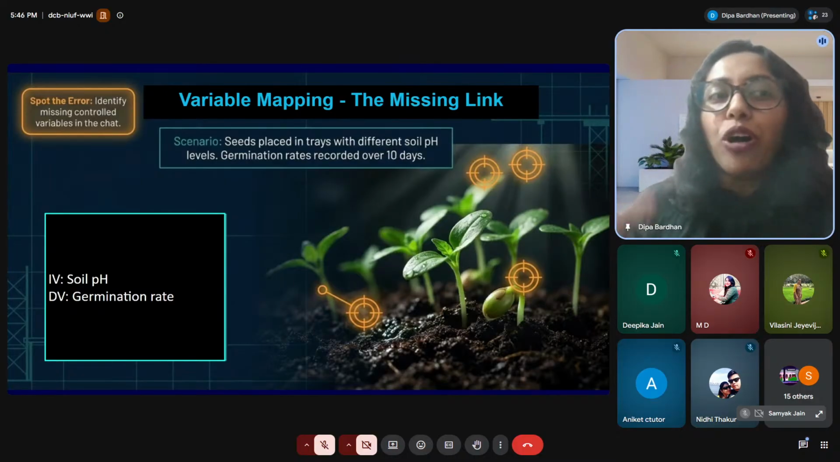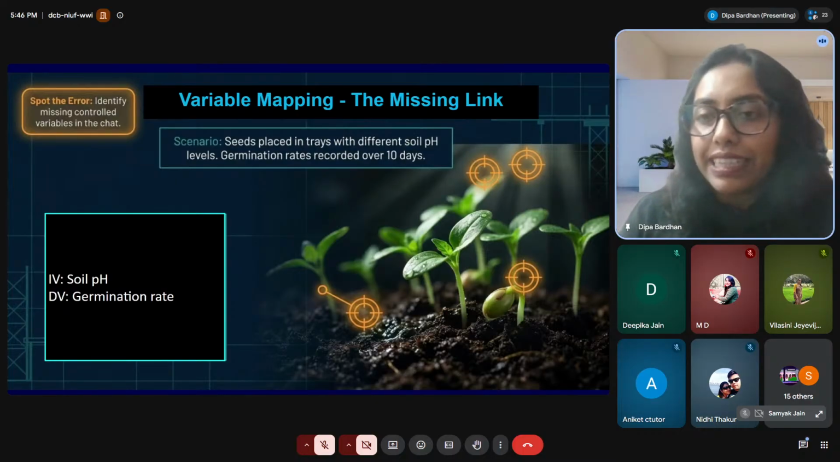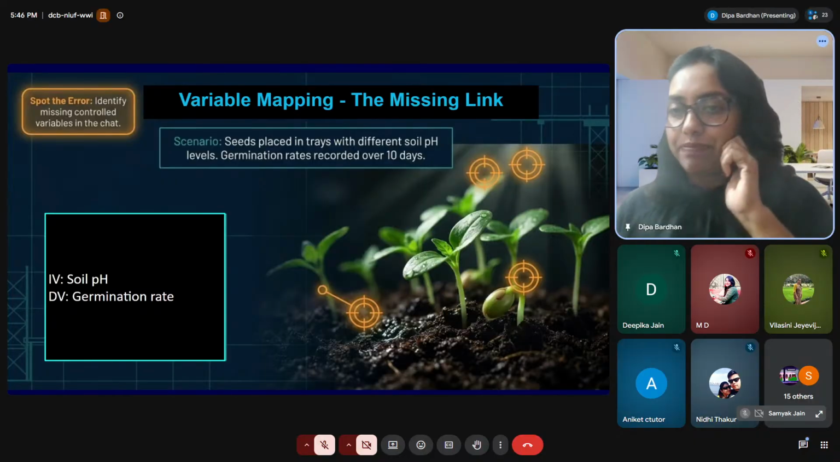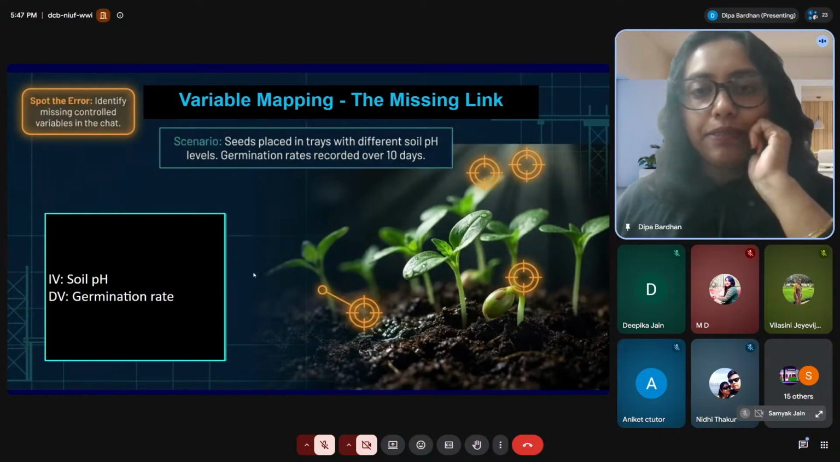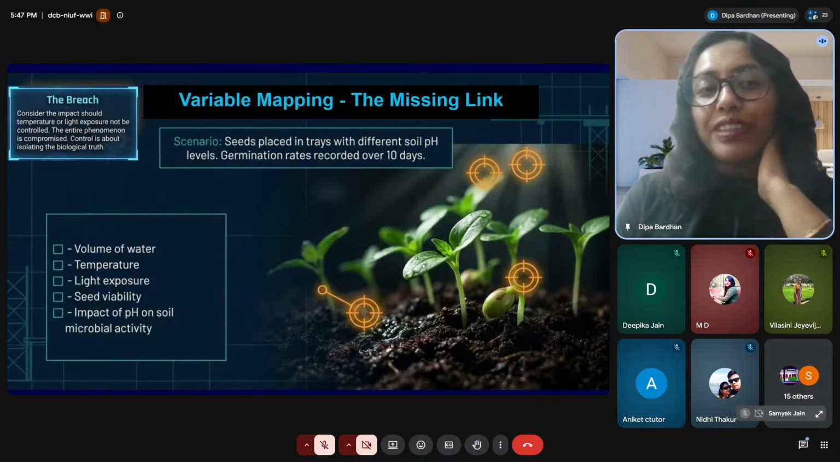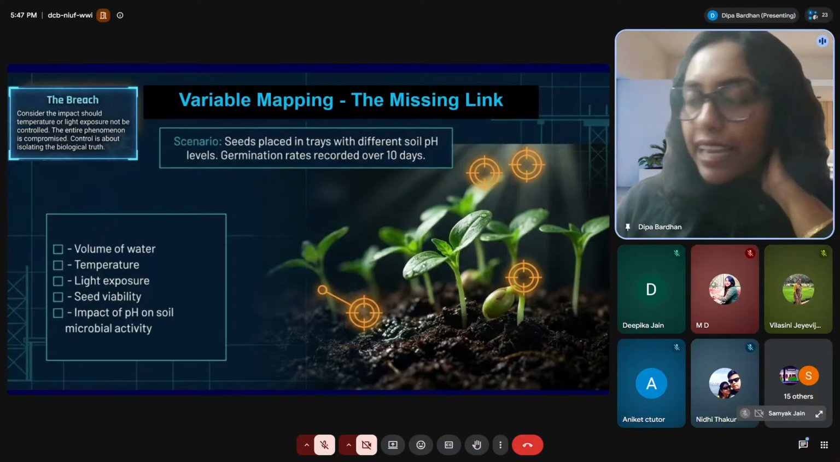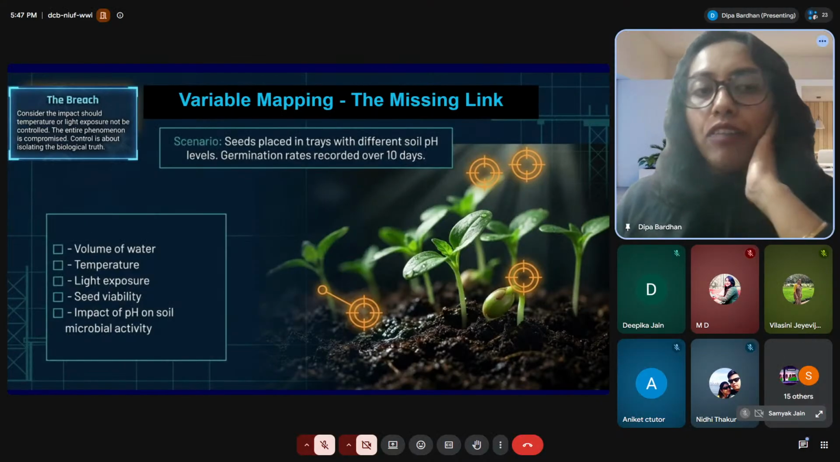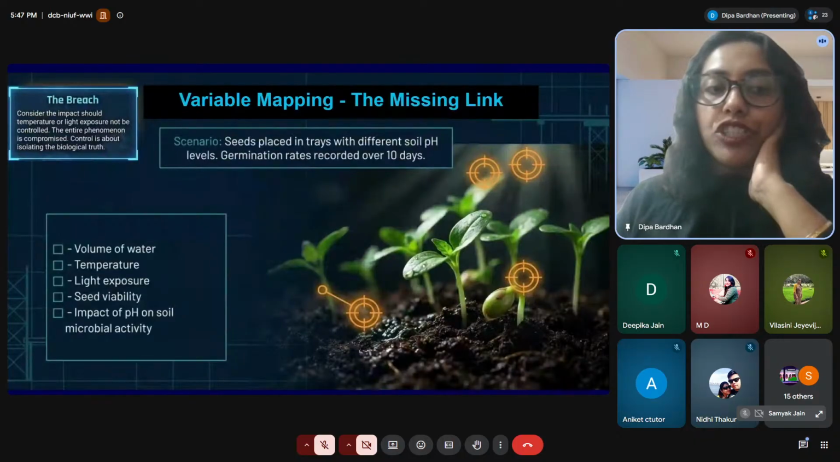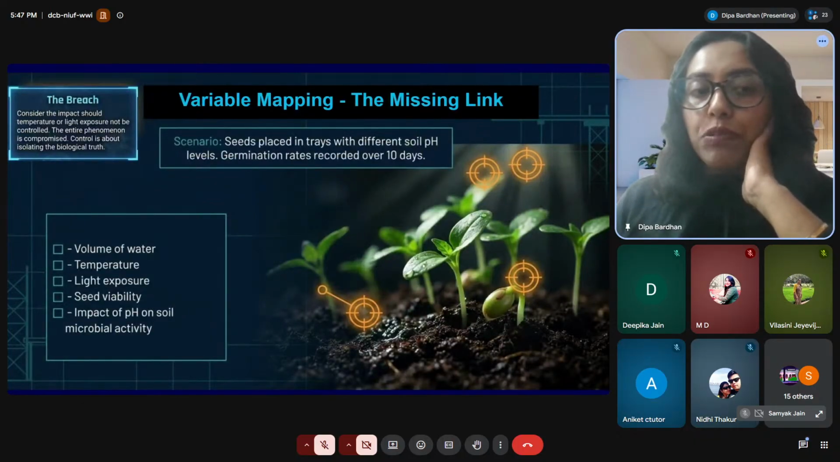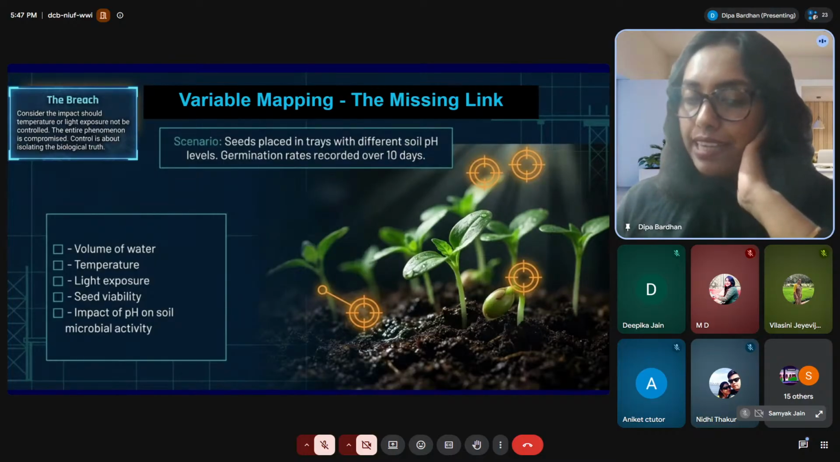Now, can you spot some controlled variables in the chat? Please add some control variables in the chat. I will move on in the meantime. So these are the control variables. I have identified 5 of them: volume of water for watering every day, or the frequency you can mention, temperature, light exposure, seed viability, and the impact of pH on soil microbial activity.